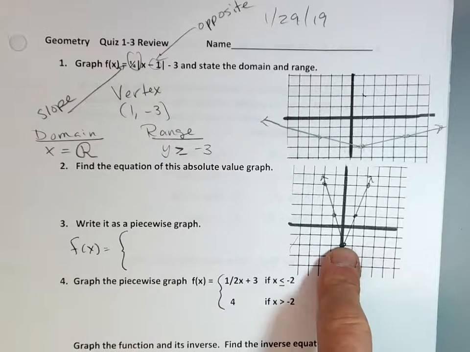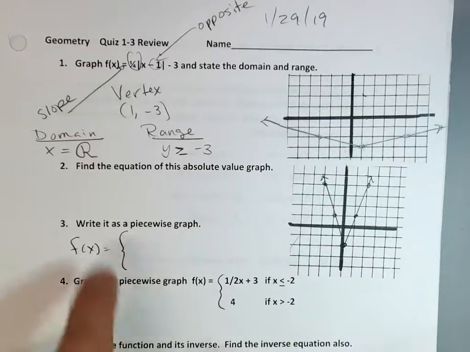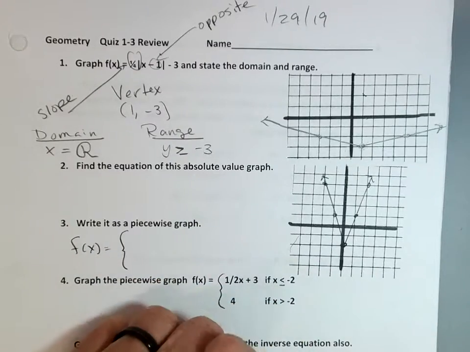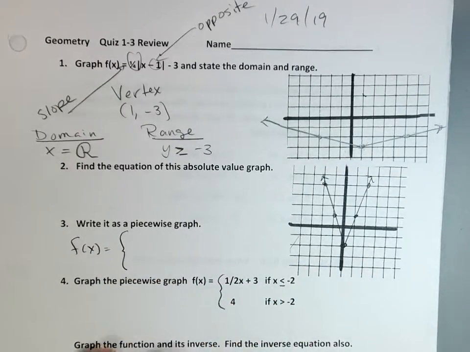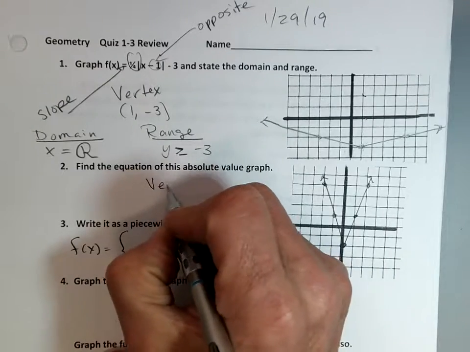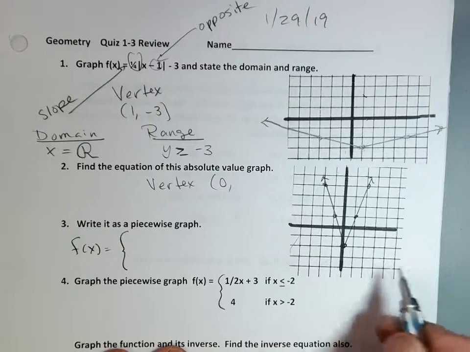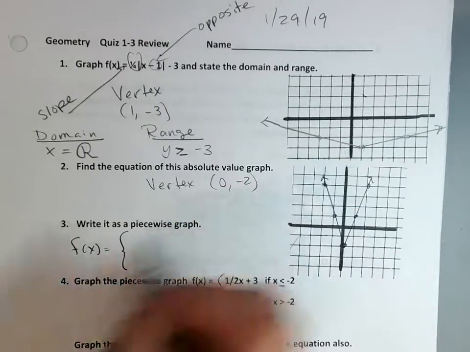All right, number 2, and I tried to make it easy by putting it right at the y-axis. I didn't make it a hard one. I just want you to know how to do it. Find the equation of the absolute value graph. This one's pretty easy. I know that the vertex is at the point 0, negative 2.